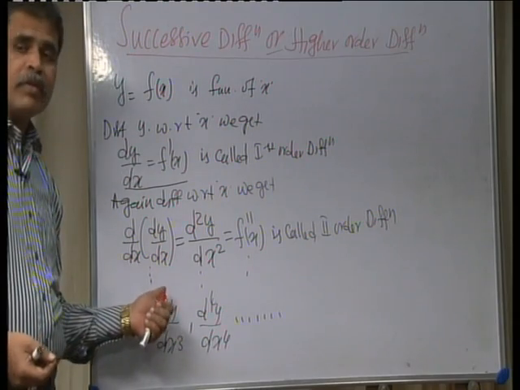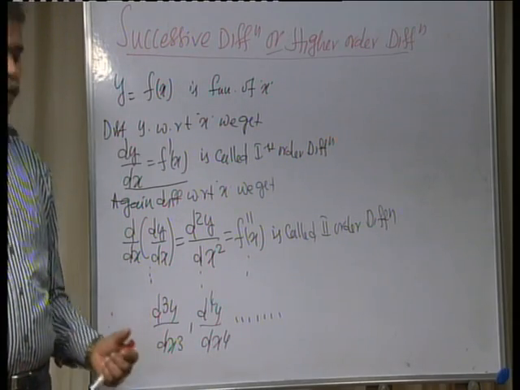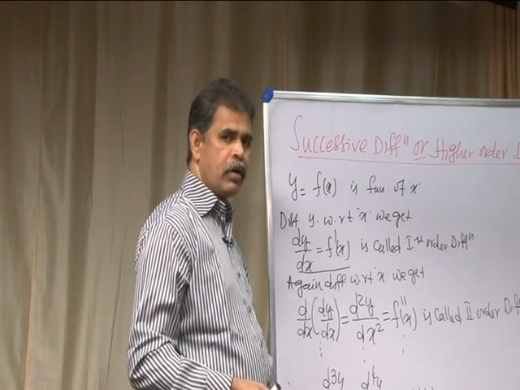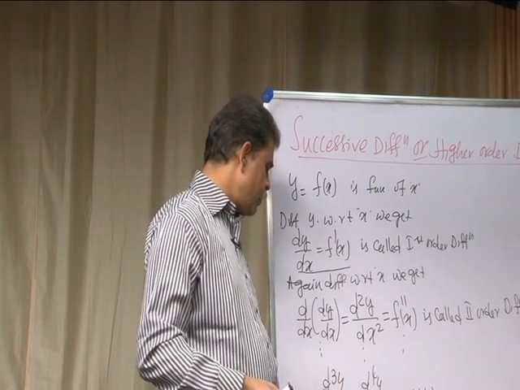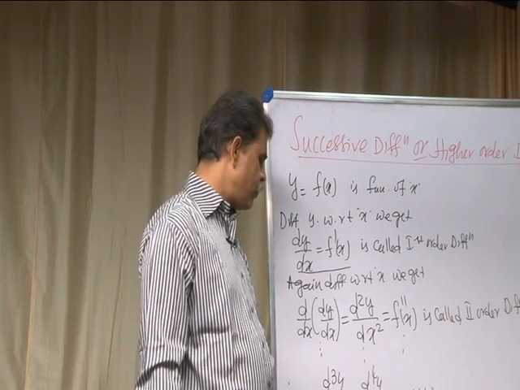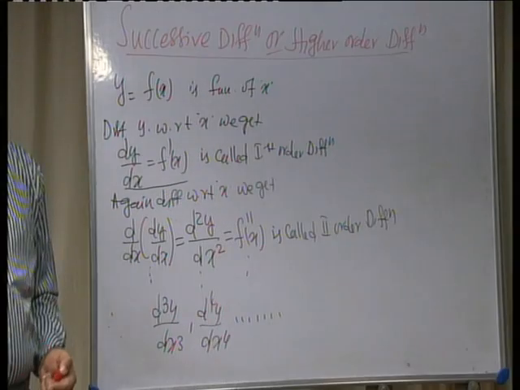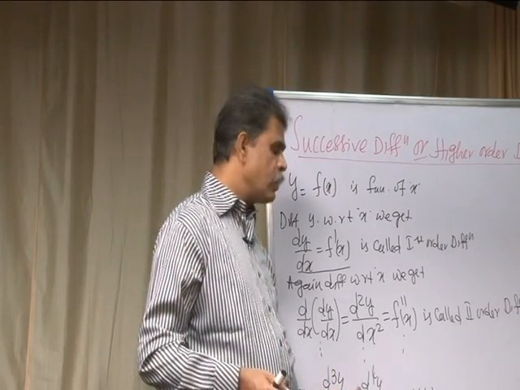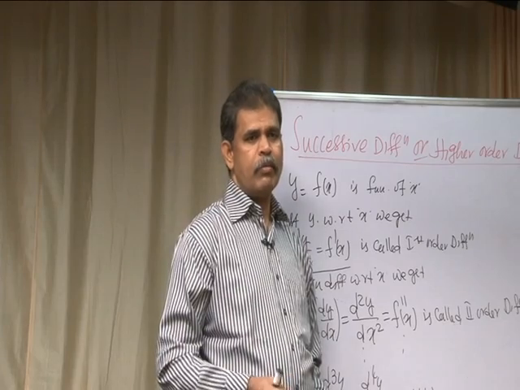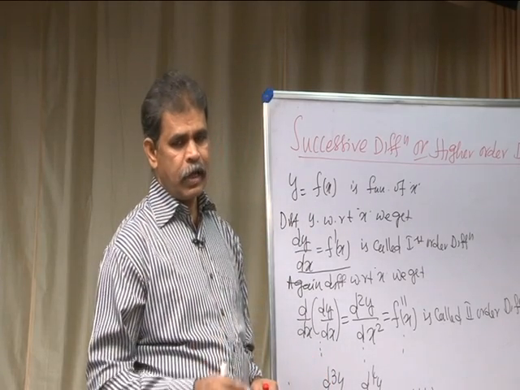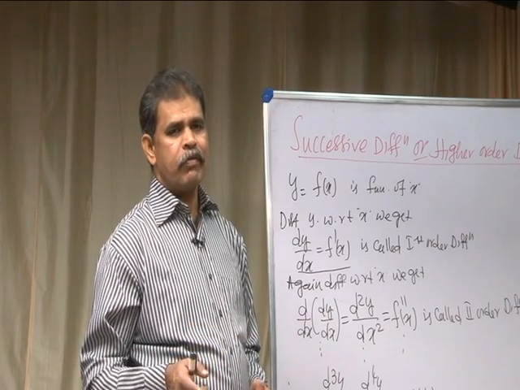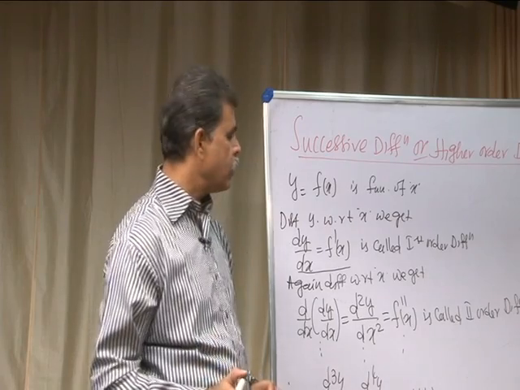Again if it is differentiated with respect to x, what will we get? We will get d cube y divided by dx cube. It is known as third order differentiation. If you again differentiate this with respect to x, we will get d to the power of 4 y by dx to the power of 4, and we can go up to nth order differentiation. But our scope is to study up to second order differentiation. Only the second order differentiation we have to get, that is the syllabus.